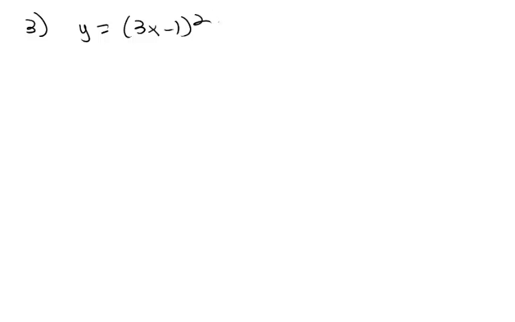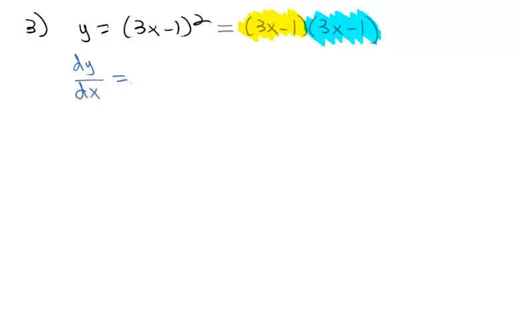Squared means really we are multiplying 3x minus 1 times itself, 3x minus 1. So we do have a product. We have something multiplied by something. So when we take our derivative, dy dx, we can think about this as we use our product rule.